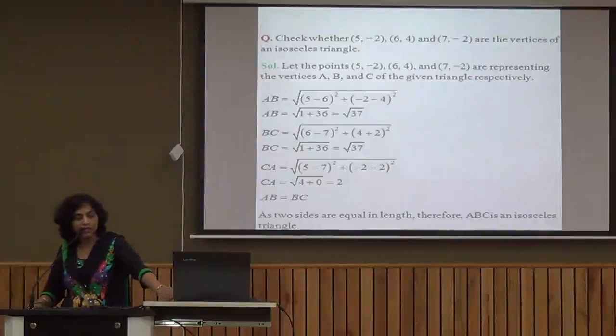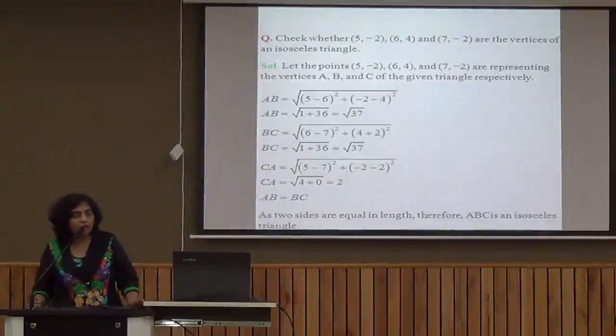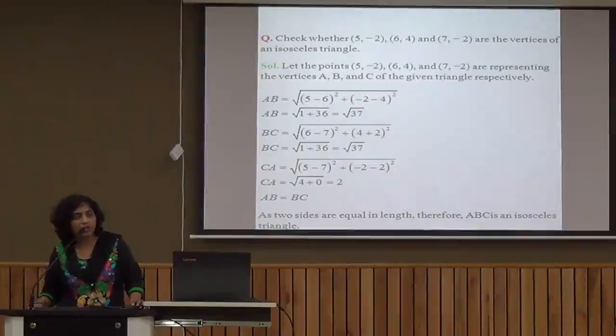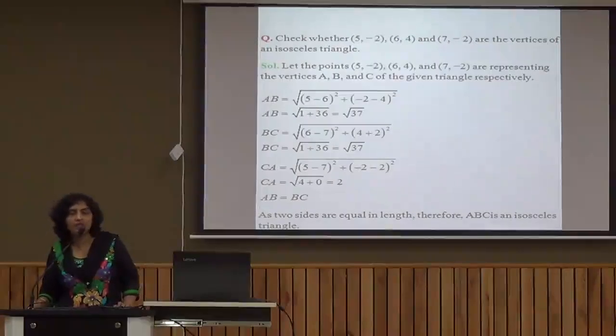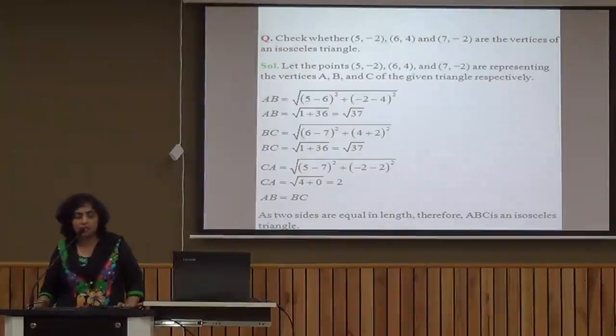Now let's take another example to see how we can use the distance formula in various things. We have to check whether (5, minus 2), (6, 4) and (7, minus 2) are the vertices of an isosceles triangle or not. For this, we will take these points as A, B and C. We will calculate the lengths of AB, BC and AC with the help of the distance formula to check whether any two lengths are equal or not.